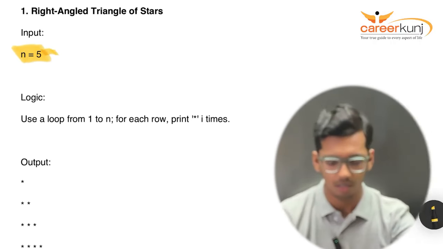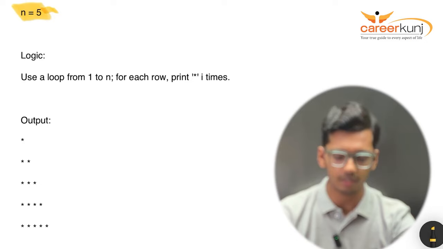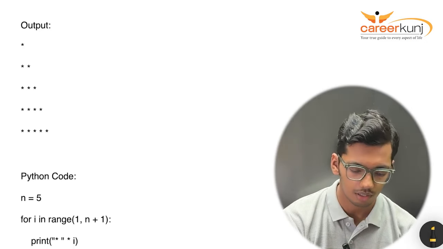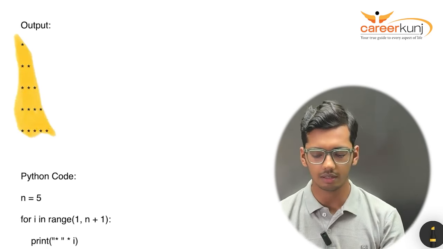Okay, so here we are taking input n equal to 5. I will be highlighting it. So my input n is equal to 5. First, let us know what exactly is the output we want. For a right angle triangle, this is what I want to print. Alright, this is a right angle triangle, correct?